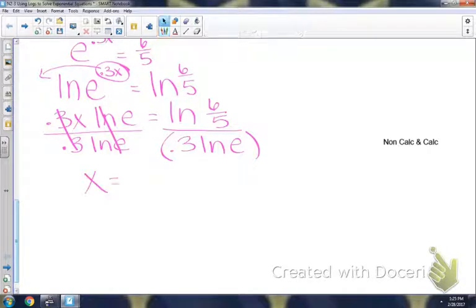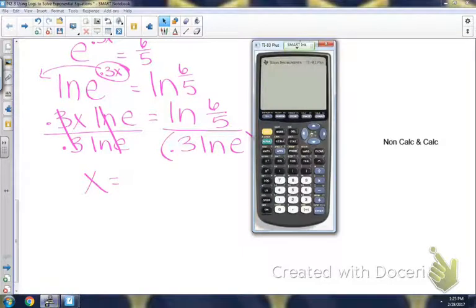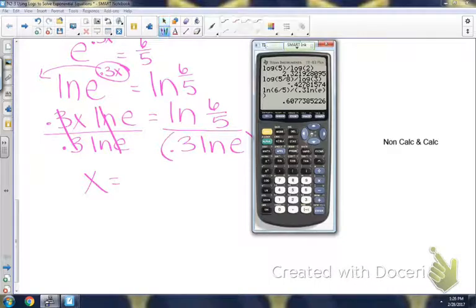So I have, make sure you're doing natural log. The natural log button is to the left of 4. So natural log of 6 divided by 5 divided by, again, you have to put parentheses if you have a coefficient in front of your log. So parentheses 0.3 natural log of e, so second, divide, and you should get 0.608.